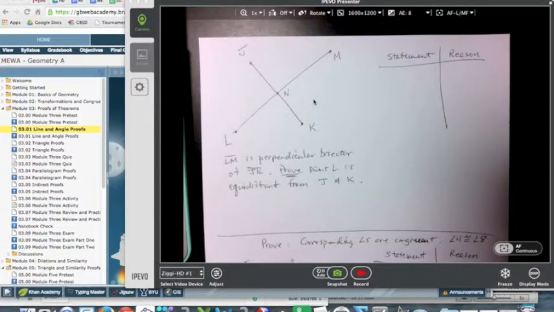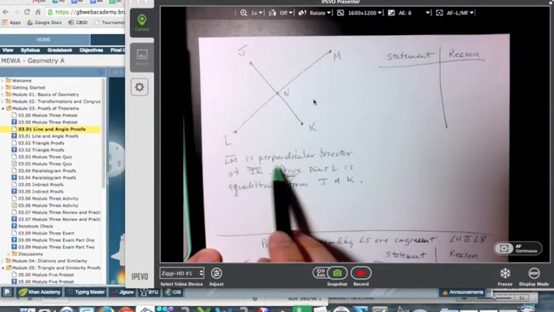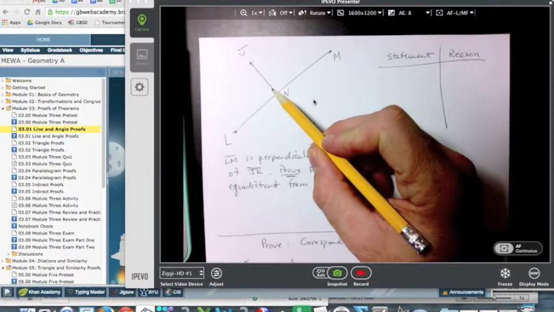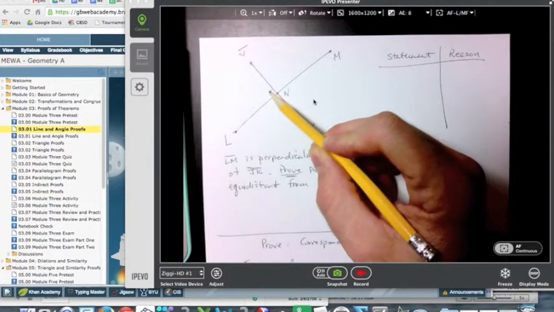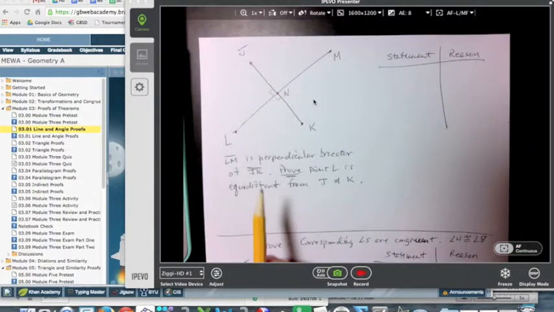So let's go back to the key information here. LM is perpendicular to JK. So right away we want to be thinking about what angles we have right here. So we have a couple right angles, 90 degrees, because that's the definition of perpendicular. So we know that's going to help us. We also know, and well, let me underline that, we also know that it's a bisector.